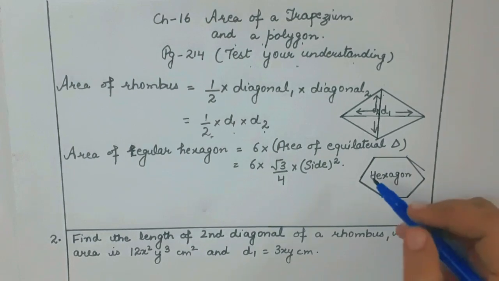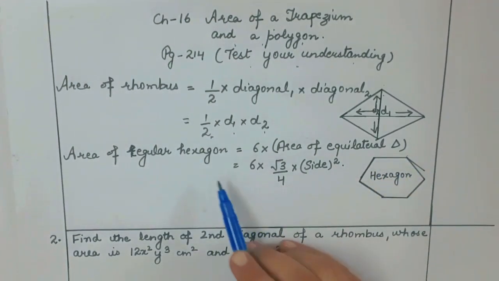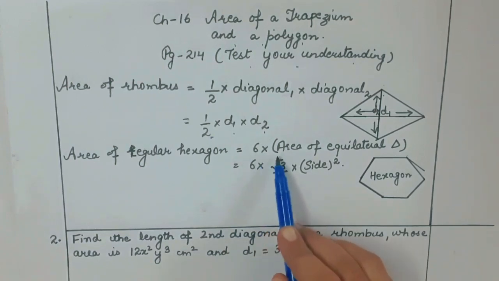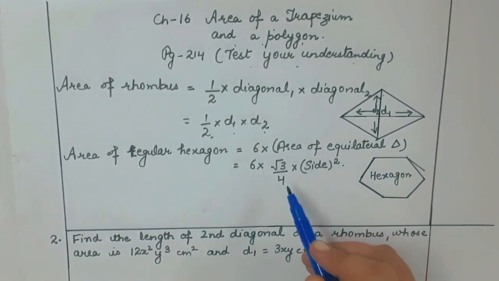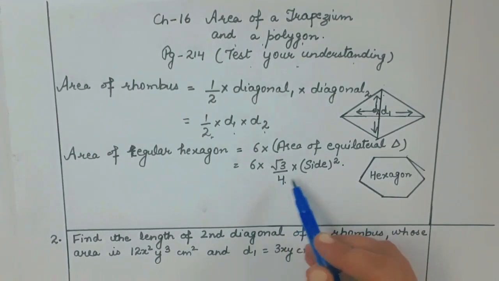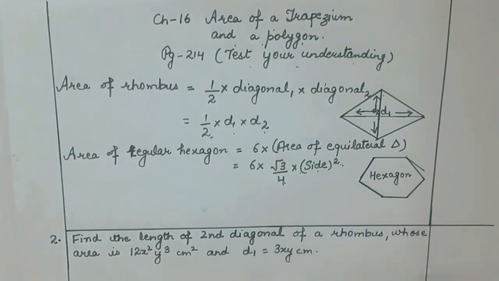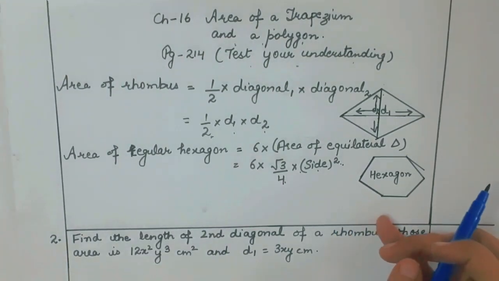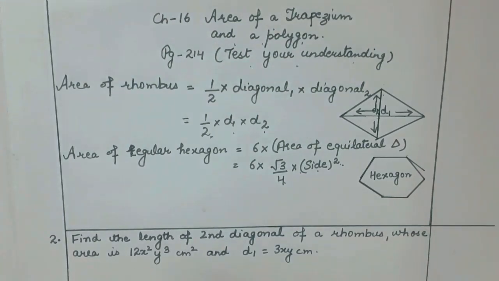Regular hexagon means a 6-sided figure with equal sides. Now the area of a regular hexagon is 6 into the area of an equilateral triangle. The area of an equilateral triangle is root 3 upon 4 into side square. So 6 into root 3 upon 4 into side square is the area of a regular hexagon. Now we will start the questions. First question you have to do by yourself.